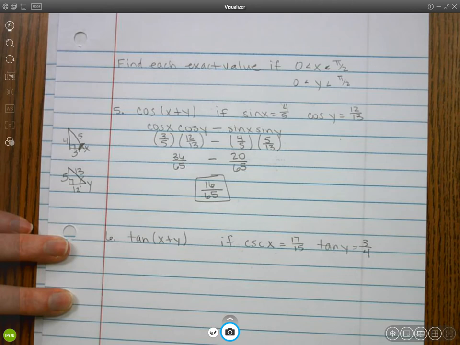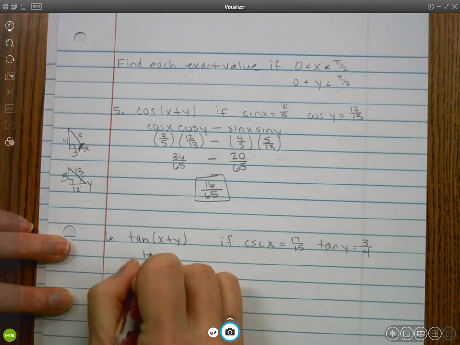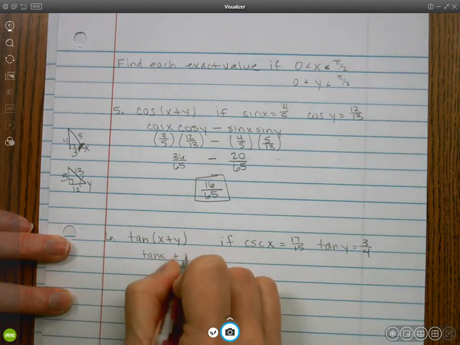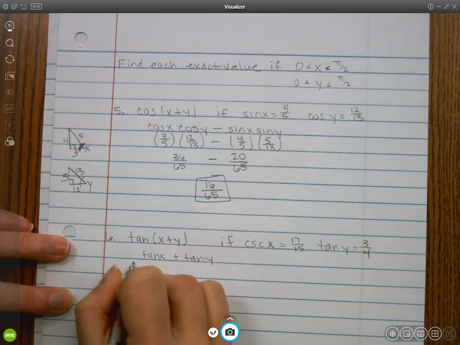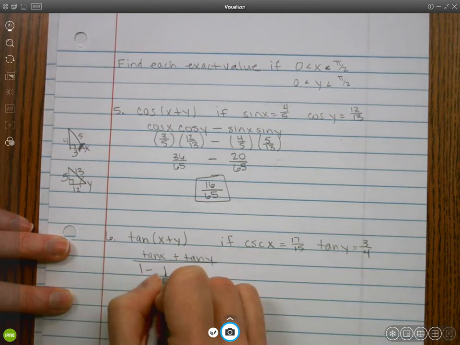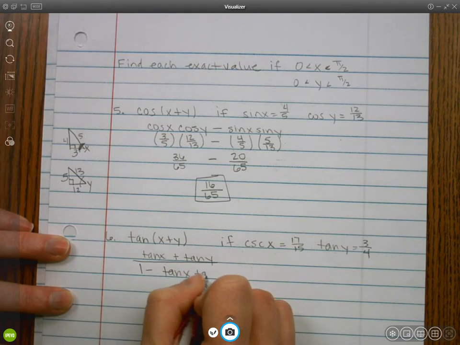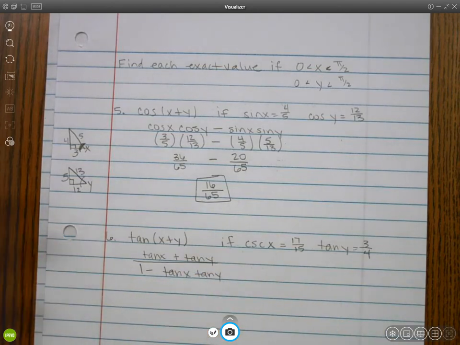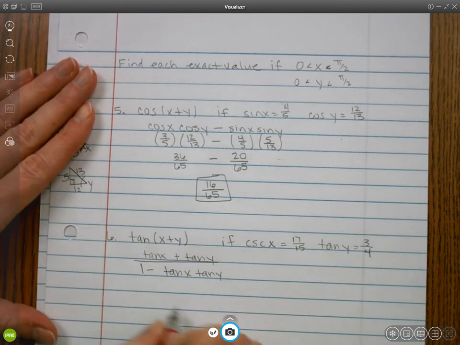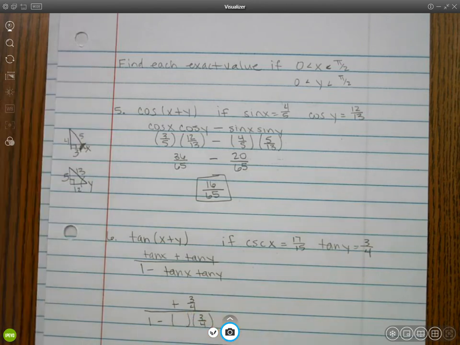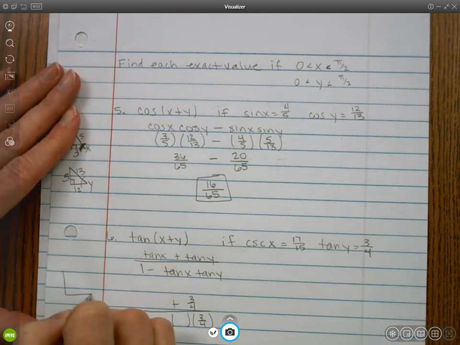All right, so remember the tangent formula says tangent of the first, keep the sign, tangent of the second, over 1 minus tangents multiplied together. All right, well, we know tangent of y. So we know that this is 3/4, and we know that this one is 3/4. All right, so what we need to figure out is x. So draw a triangle, label x.